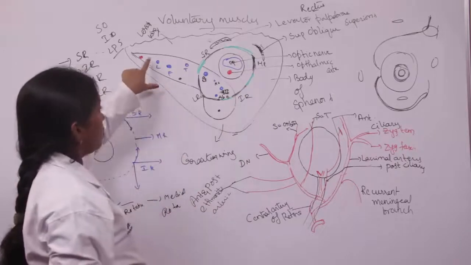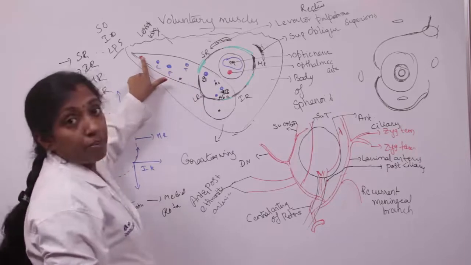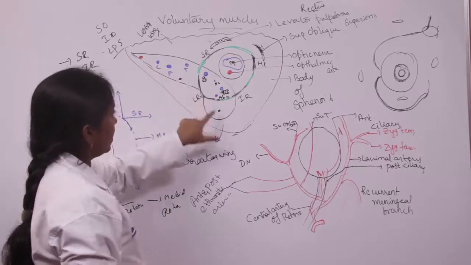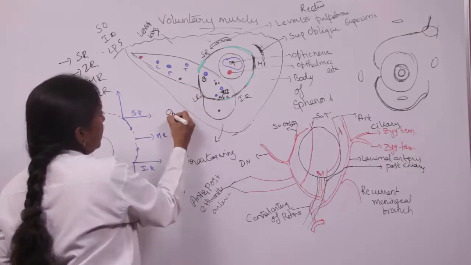Outside the common tendinous ring we have the lacrimal nerve, frontal nerve, and trochlear nerve. This is the meningeal branch of the ophthalmic artery, and the black ones I have represented are the superior and inferior ophthalmic veins.